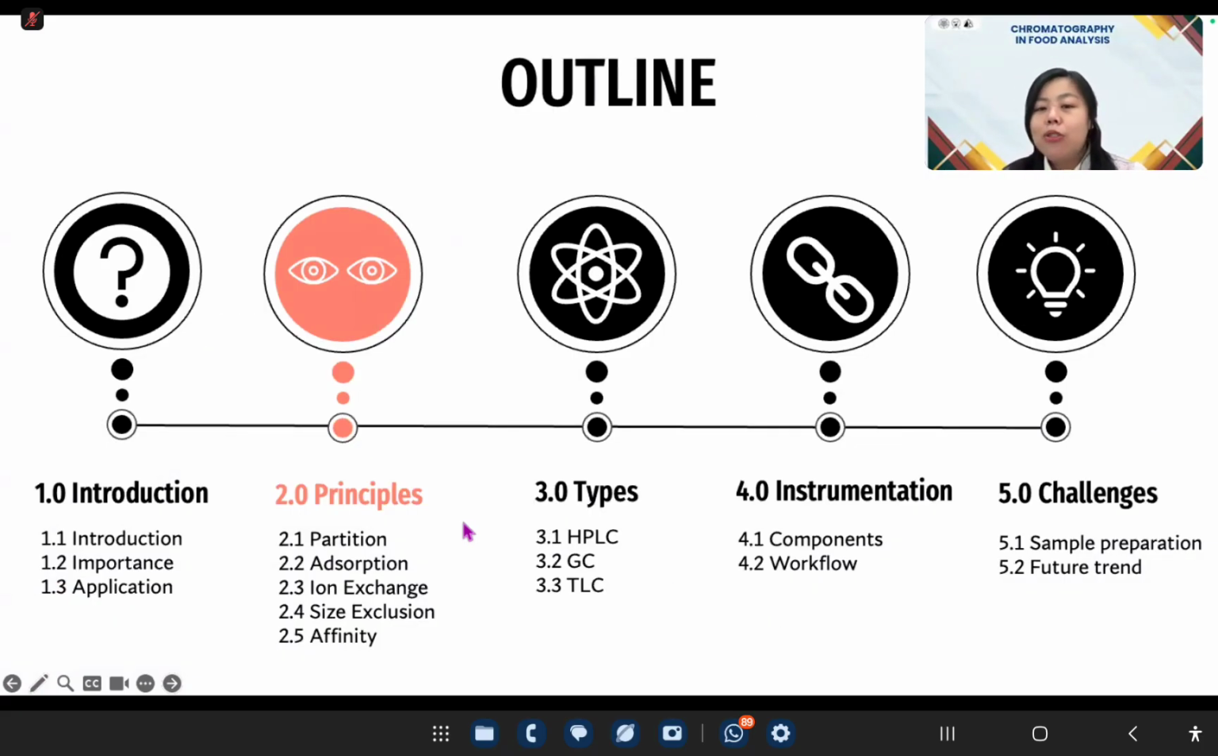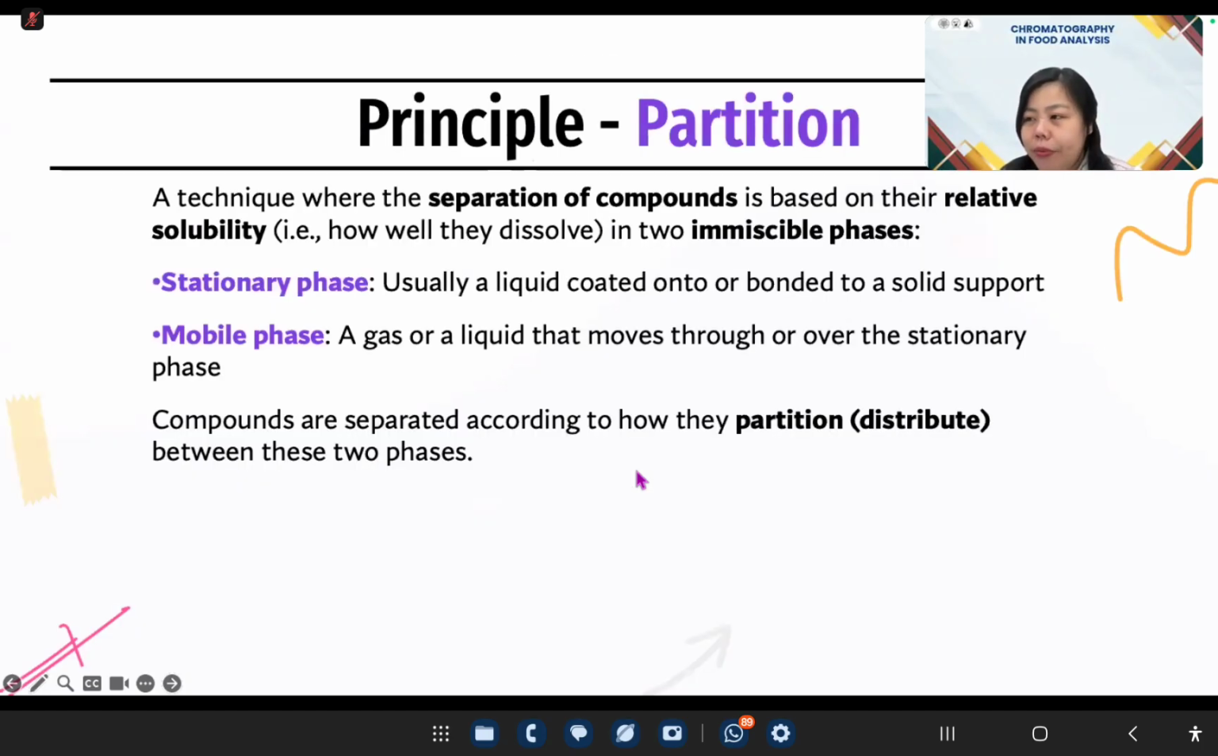So I believe just now through the Mentimeter, you already have the basic knowledge about the chromatography principle. But I will quickly go through with you some of the important principles that you can use in the application. All right. So I will move on. First is the partition.